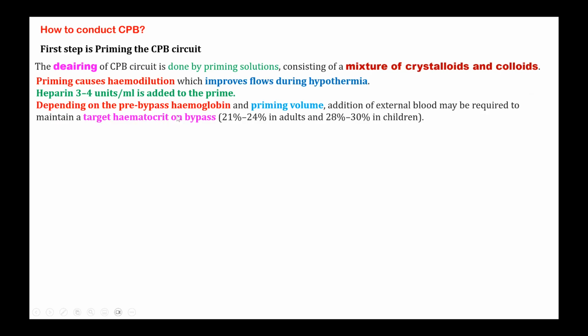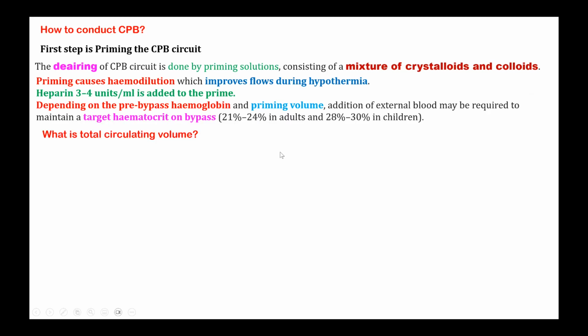And depending on the pre-bypass hemoglobin, additional external blood may be required in the priming volume to get a target hematocrit of 21 to 24% in adults or 28 to 30% in children. Okay. Now, what is total circulating volume?